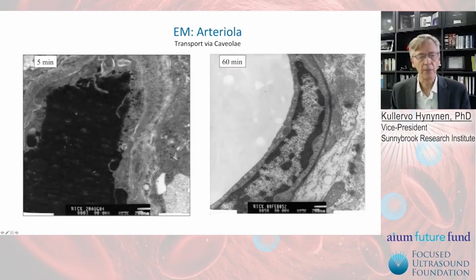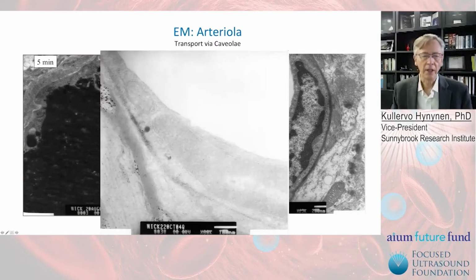So that is one mechanism. That is what we expected in the very first experiments. But we also discovered another mechanism. This is 5 minutes after sonication. You can see that the endothelial cell has these small vacuoles that have the marker molecule inside them. And then 60 minutes later, those vacuoles are on the other side of the endothelial cell. So there seems to be an active transport that takes these vacuoles across the endothelial cells. And here is a picture where the vacuole is emptying its content to the basement membrane.